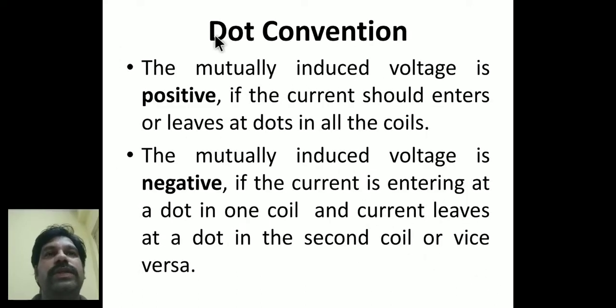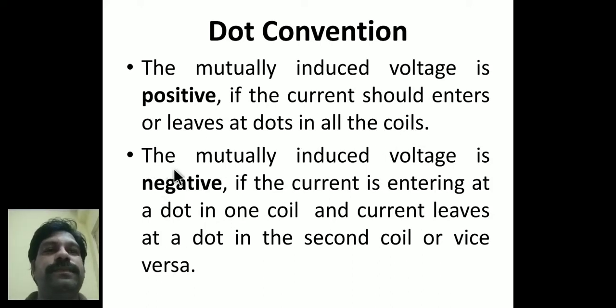So next, the dot convention principle. The mutually induced voltage is positive if the current enters or leaves at the dots in all the coils. That means if the two coils are connected in parallel or series, and if the dots are placed either at the sending end side or the receiving end side of the coils, then the mutually induced voltage between the two coils is positive if the current enters or leaves at the dots in all the coils.